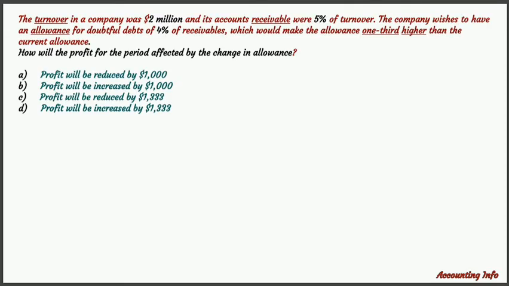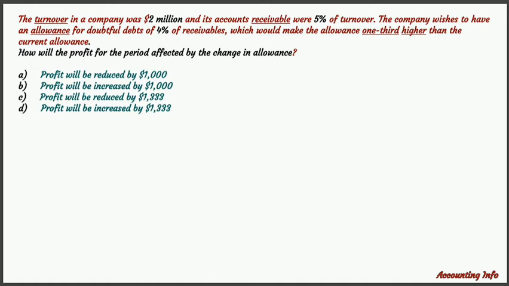Today we are going to discuss the question of financial accounting, related to allowance for doubtful debts. Let's start. The turnover in a company was $2 million and its accounts receivable were 5% of turnover. The company wishes to have an allowance for doubtful debts of 4% of receivables, which would make the allowance 1/3 higher than the current allowance. How will the profit for the period be affected by the change in allowance?